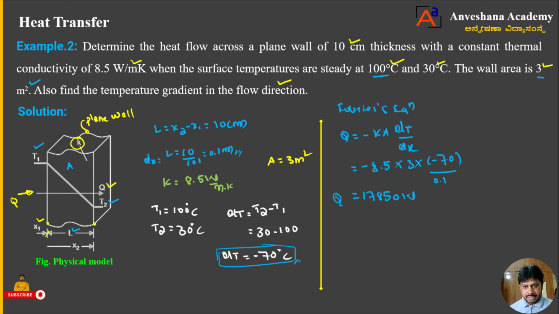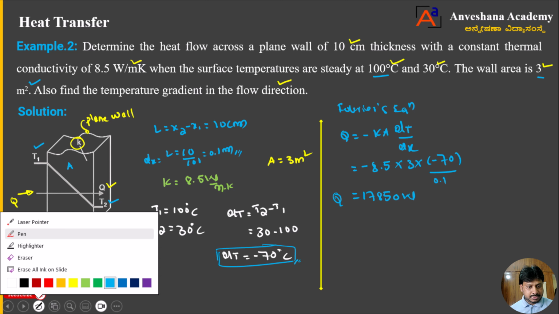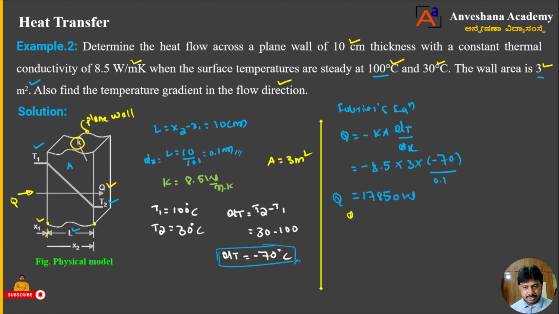We can write it, dear students. Now it is in watt actually. So if you want to write it in kilowatt, you can write it, no issues. So therefore Q is equal to 17850 divided by 1000. It becomes 17.85 kilowatt. This is nothing but the amount of heat transfer in the plane wall.